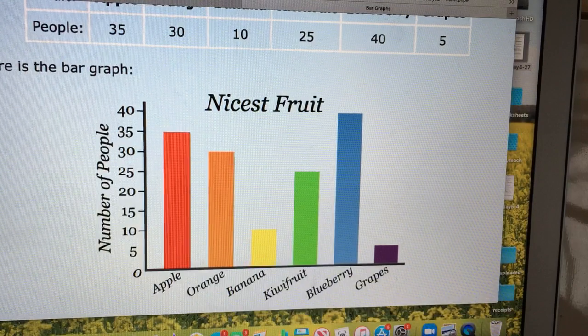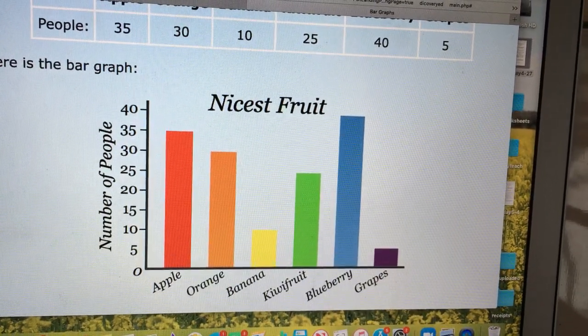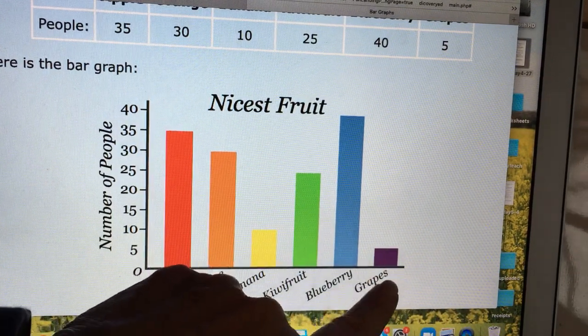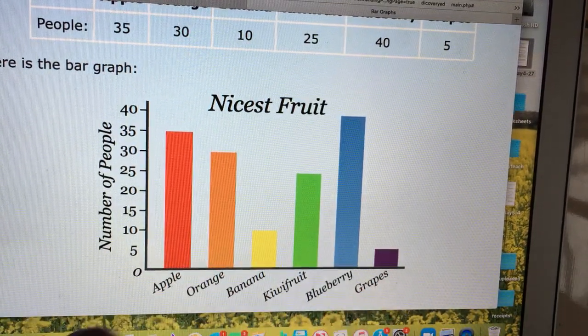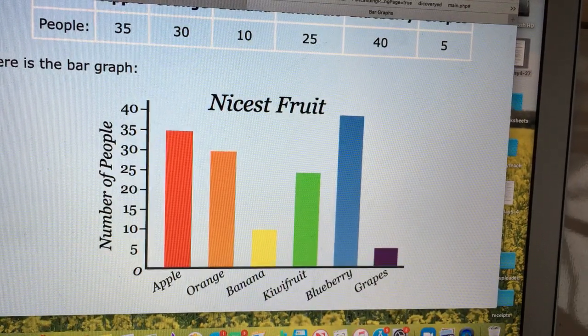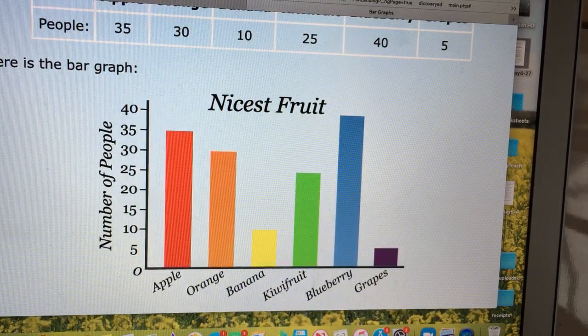Which fruit got the least number of votes, the lowest? The color is purple, and then you look right below, and that tells you what purple stands for, and that was the grapes. The grapes got the least number of votes.